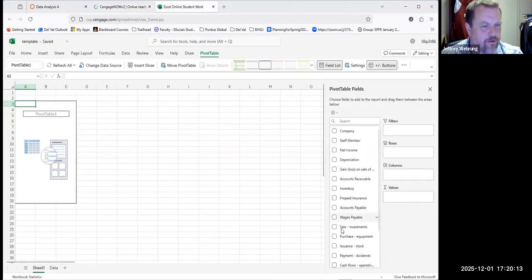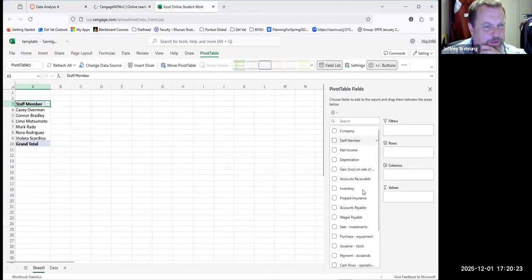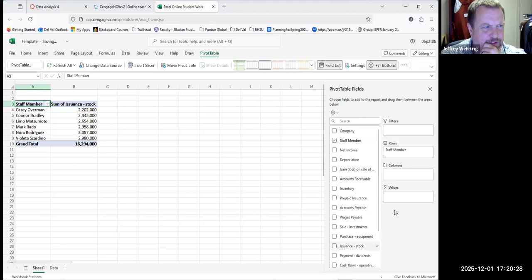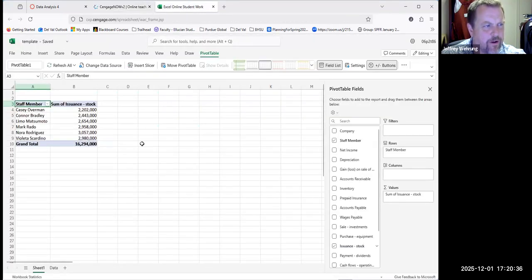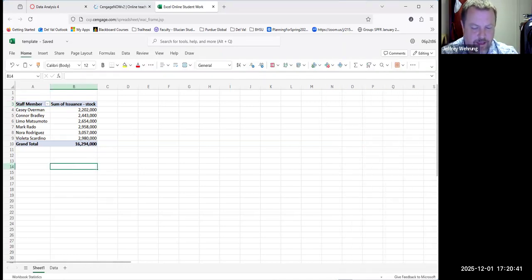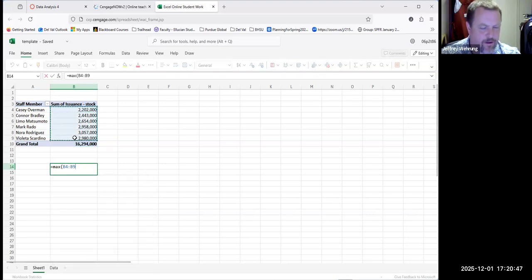Interesting. Okay, so I am looking for which staff person had the highest amount of stock issuances for their clients. So I'm going by staff member for sure, and stock issuances. There you go. Now this is a little tricky, right? Highest amount of stock issuances. I think it's looking for the sum here. Okay, so we could look, and that's pretty interesting. So I'm going to say equals the max. So give me the max of these. Okay, that's going to be the highest one.